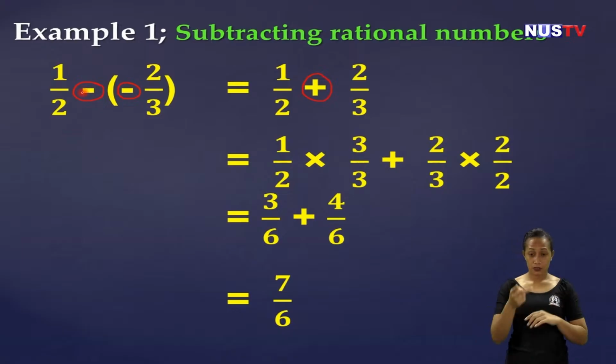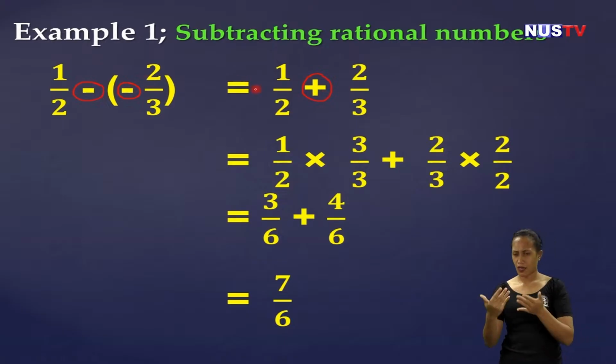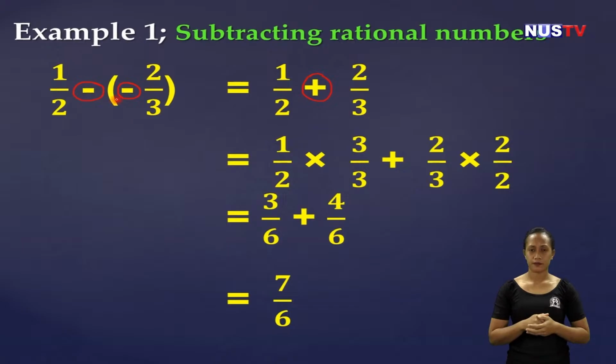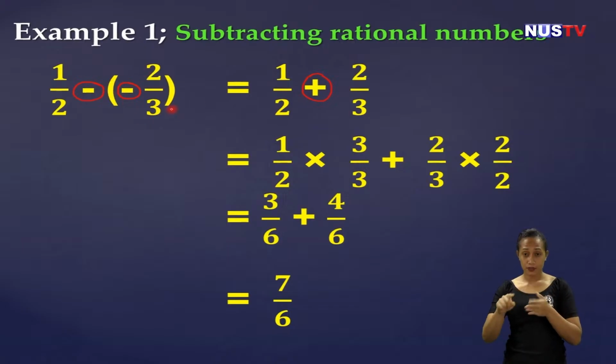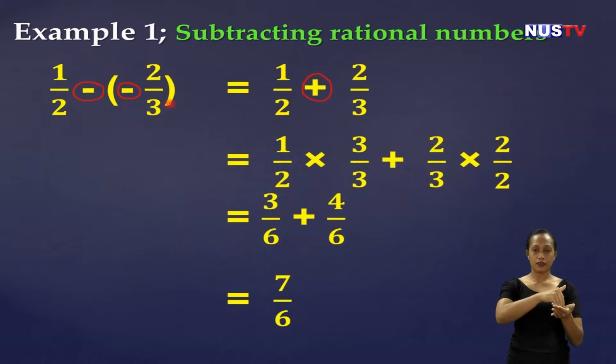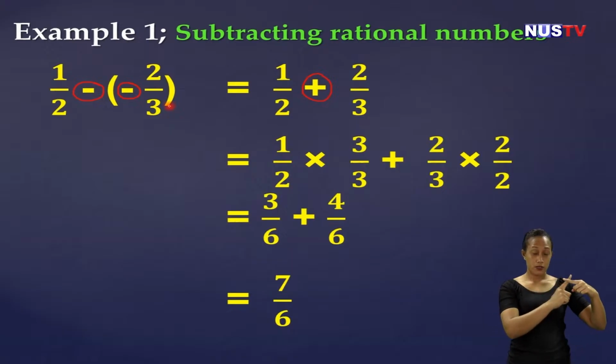Because these are two minus and a negative here. How did we arrive to a plus sign? Subtracting a negative number or integer is the same as adding a positive number.